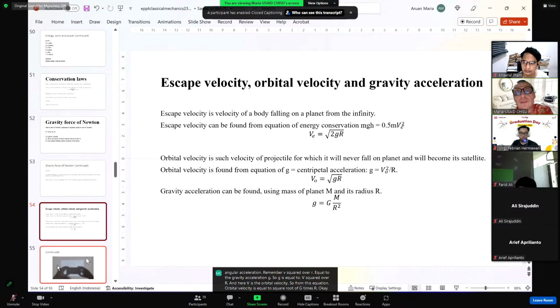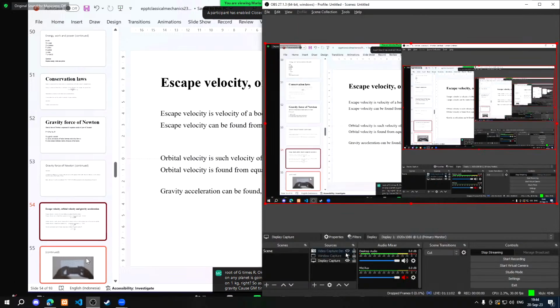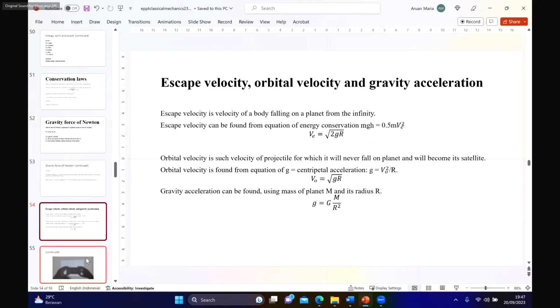Okay? And finally, the gravity acceleration on any planet is going to be the force on this planet acting on 1 kilogram, right? As you can see, Newton's law of gravity has G times m times m2 divided by r squared, but m2 is 1 kilogram. So it is just G, which is 6 times 10 to the power of minus 11, times M over r squared. M is the mass of the planet, for example, Earth, and r is the radius of the planet, for example, the radius of Earth.